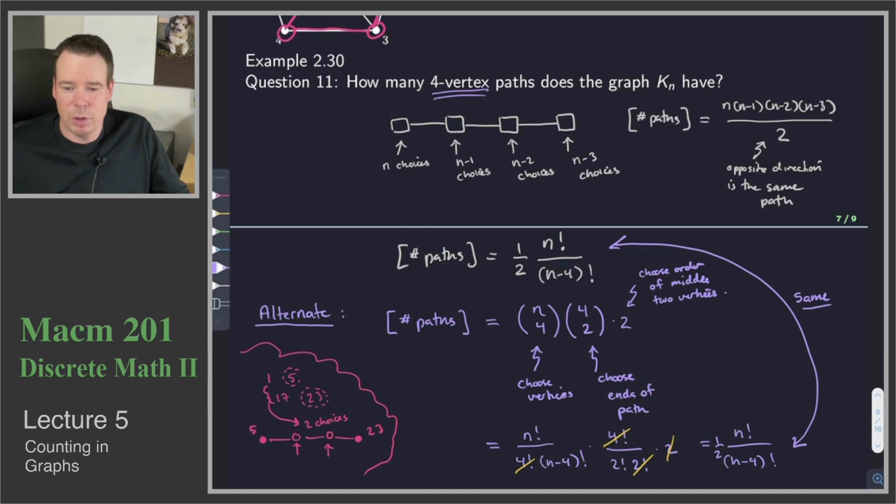So we thought about it in terms of combinations and then imposing order after, or in terms of permutations, fixing an order first and then removing over counting. So a couple of alternate ways to solve the same problem.